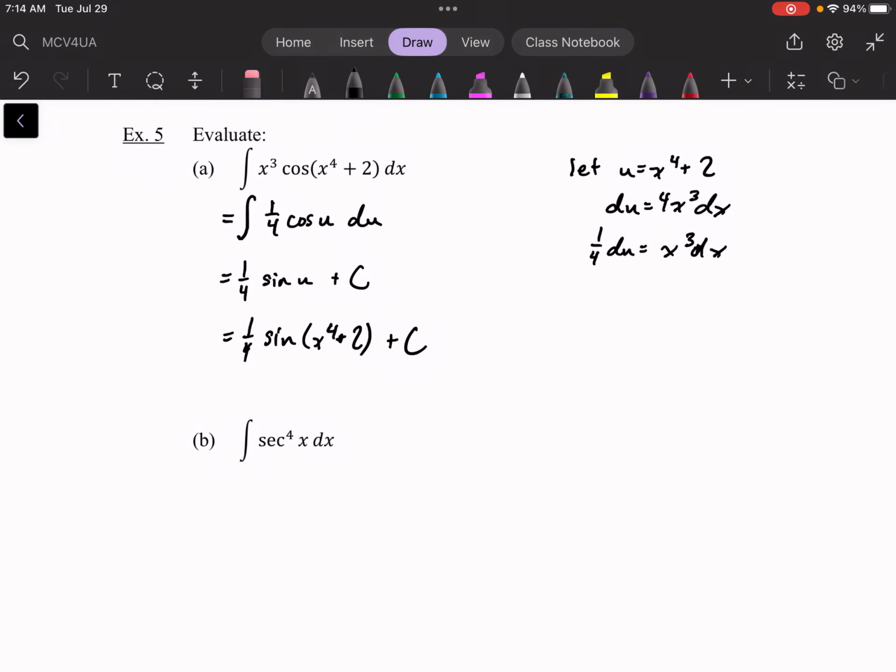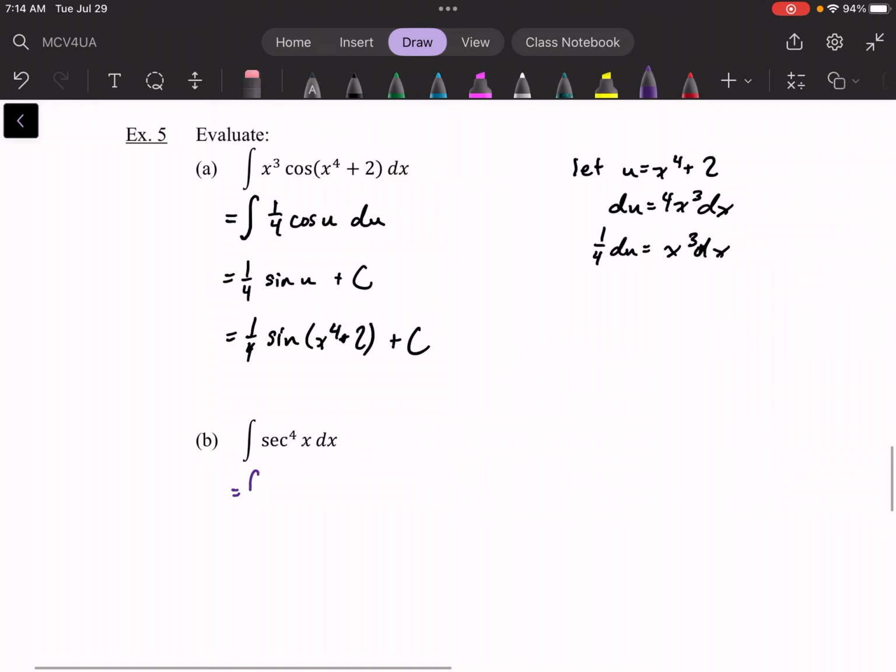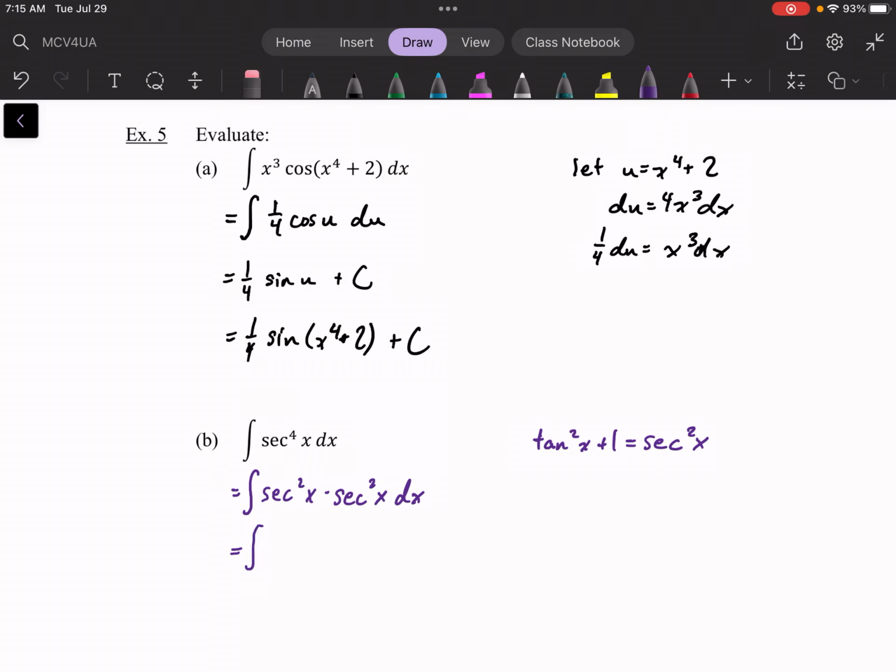So first of all, please remember secant to the exponent 4 of x can be written as secant squared x times secant squared x. Now you're probably thinking to yourself, why does this matter? Well, please remember tan squared x plus 1 is also equal to secant squared x. This is our identity that we've seen before. So I'm going to replace one of these secant squareds, just one of them, not both of them, by 1 plus tan squared x.